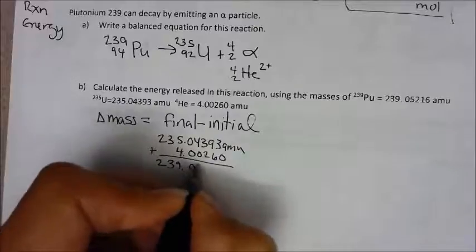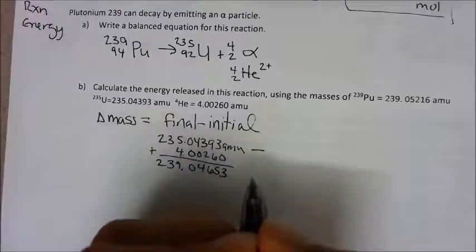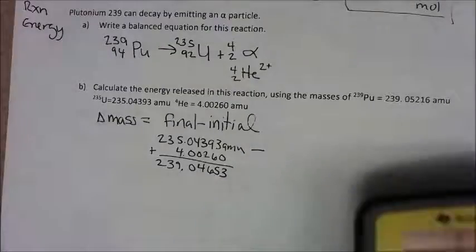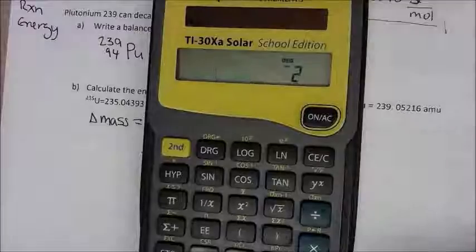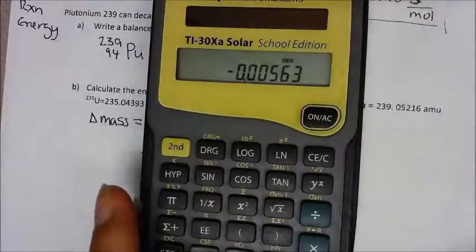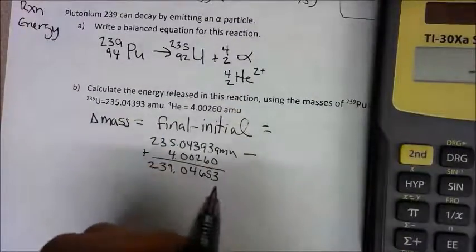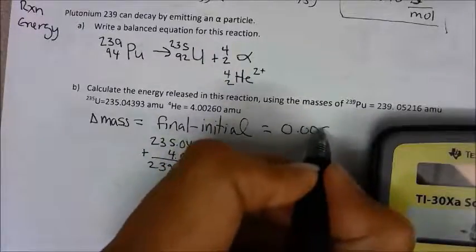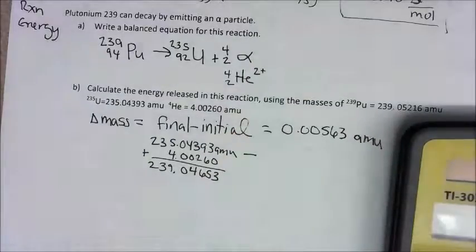So we add those together, minus the initial, which was given in the problem. So we can plug this in our calculator. Notice that the sign is negative. That means that the final mass was less than the initial mass. And the question is, where did that energy go? Well, the energy went into stabilizing the atom or was released upon formation.